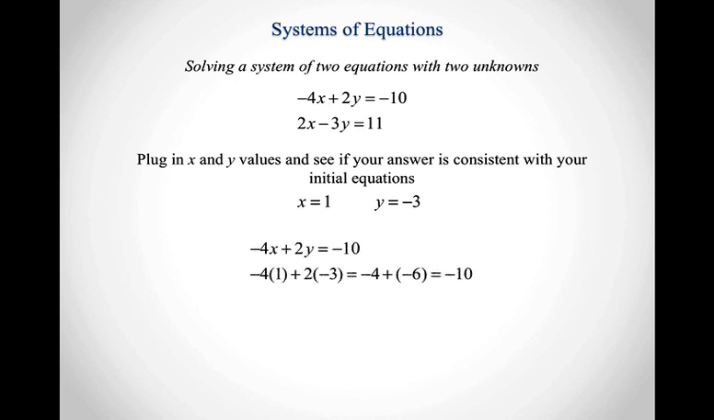So with my first equation, I got negative 4x plus 2y equals negative 10. And so when I plug in x equals 1 and y equals negative 3, I get negative 4 times 1 plus 2 times negative 3, which is negative 4 plus negative 6. Sure enough, that's negative 10. So that checks out. Do the same thing with my second equation. And so I get 2x minus 3y equals 11. Plug in x equals 1, y equals negative 3, and I get 2 times 1 minus 3 times negative 3, which is 2 plus 9, and sure enough, that's 11. So again, it's easy enough for me to take my answers, plug them back into my initial equation, check, make sure that they make sense.